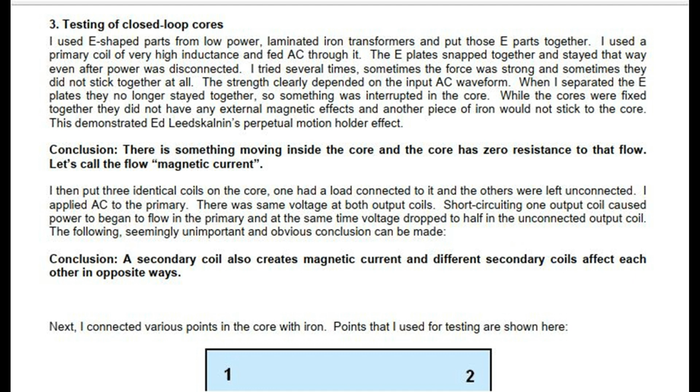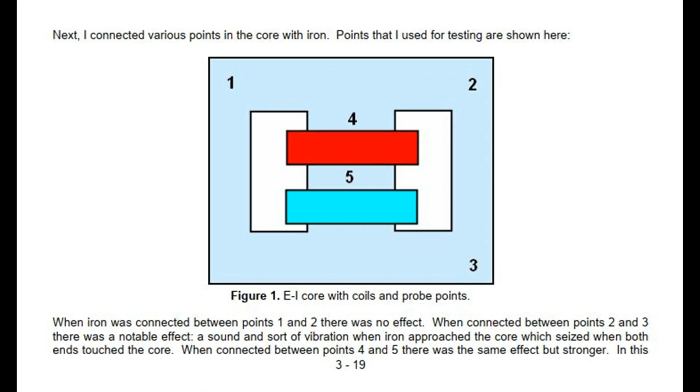Conclusion: a secondary coil also creates magnetic current, and different secondary coils affect each other in opposite ways. Next, I connected various points in the core with iron. Points that I used for testing are shown here. Figure 1. EI core with coils and probe points.